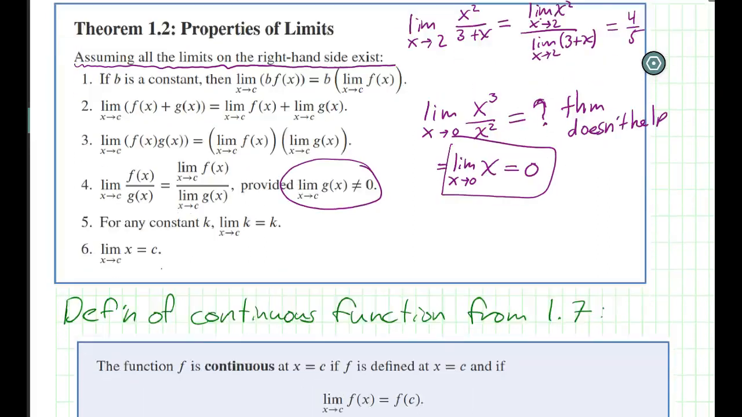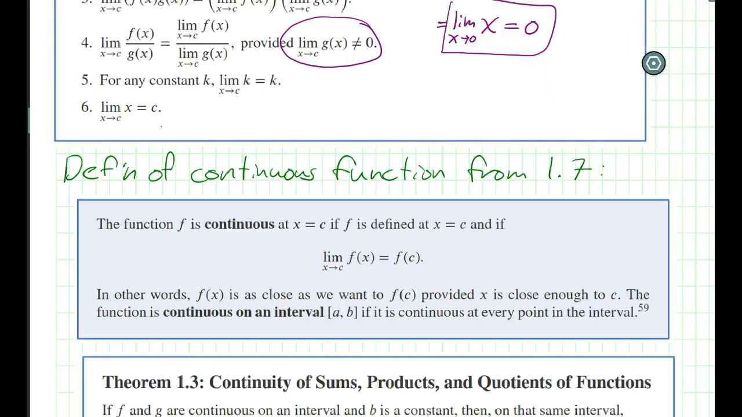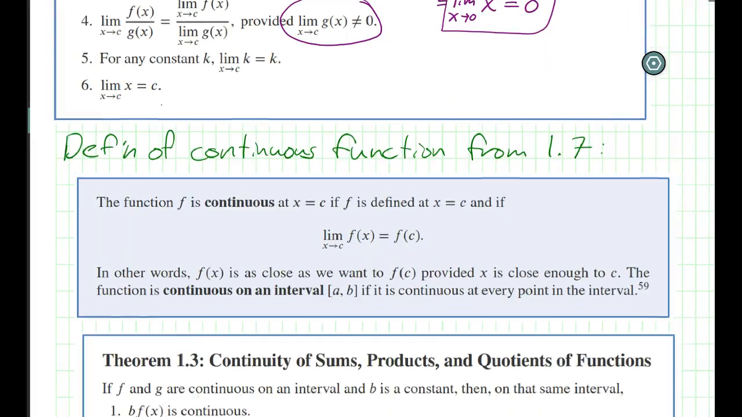Okay, so let's look at a reminder of something from 1.7. This is a definition of what it means to be a continuous function. It's that the limit exists at x equals c. So that means that as you approach it from the left side, it's approaching something, and as you approach it from the right side, it's approaching the same thing. So on both sides, it's approaching the same value. And it also means that f of c is equal to that same thing. So you have to have a filled in circle there where f of c is equal to that limit. So that means it's continuous at that point.